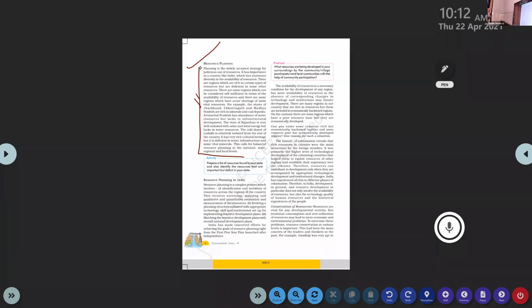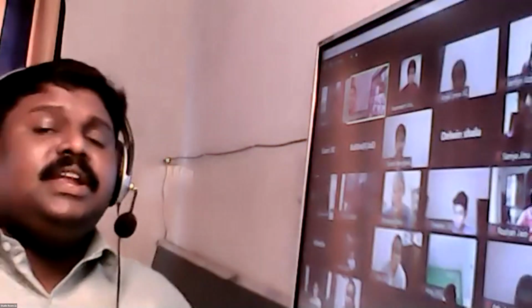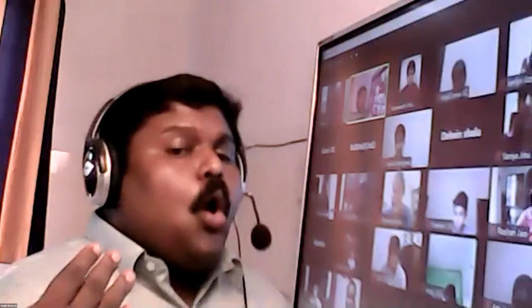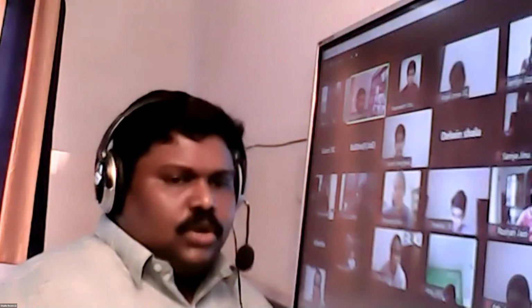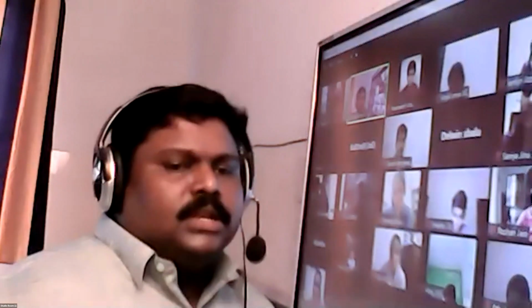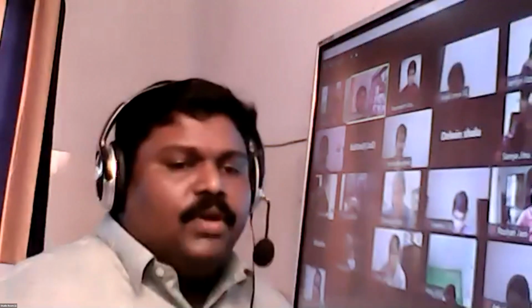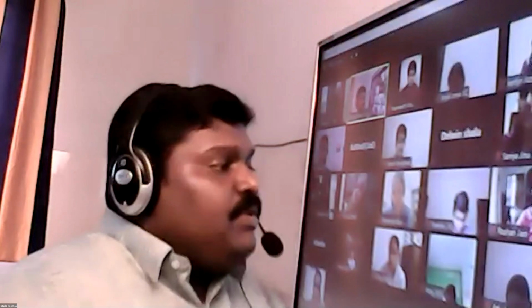So the next topic for us is resource planning in India. Clear? What do we want to plan here? How to allocate the different resources for almost all the people in the country. We want to allocate the resources for almost all the people. Everyone wants to utilize and enjoy the resources. So how can we distribute the resources for everyone?